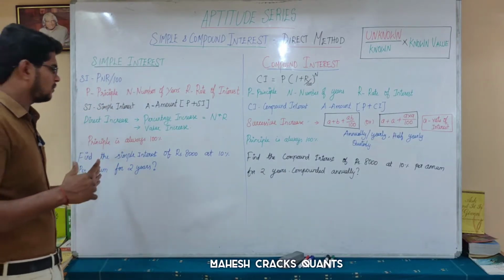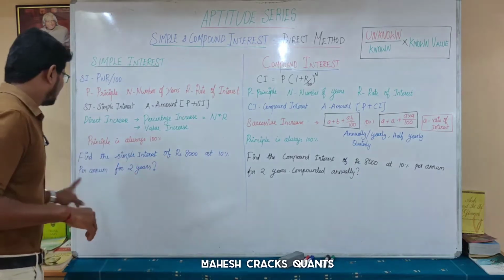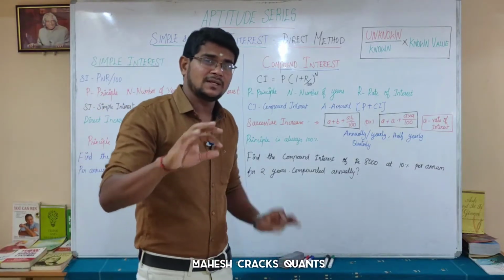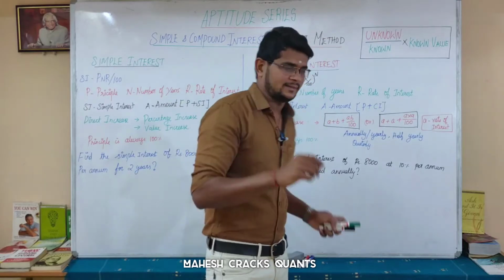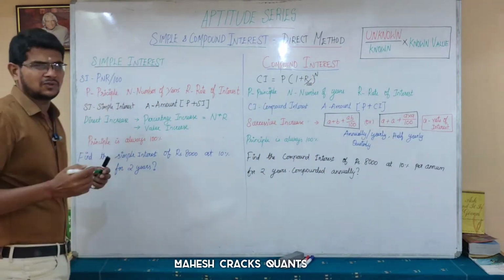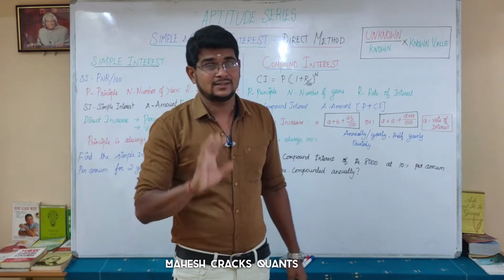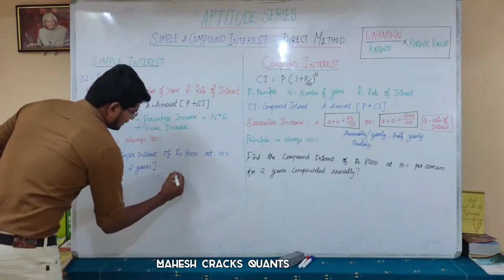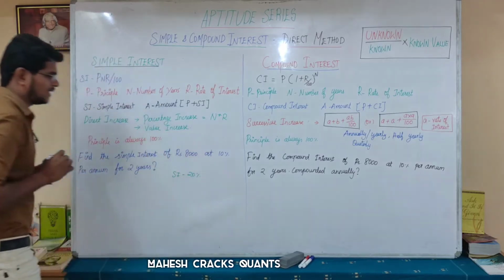So we'll solve the problem here. Find the simple interest of ₹8000 at 10% per annum for 2 years. What is the percentage? Yes, you are right, 20%, which is N into R. You don't need to worry about that: 10%, 2 years, direct increase. So 20% simple interest is what I have to calculate.